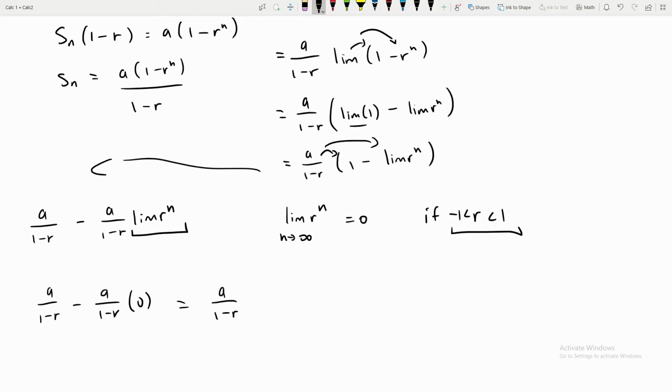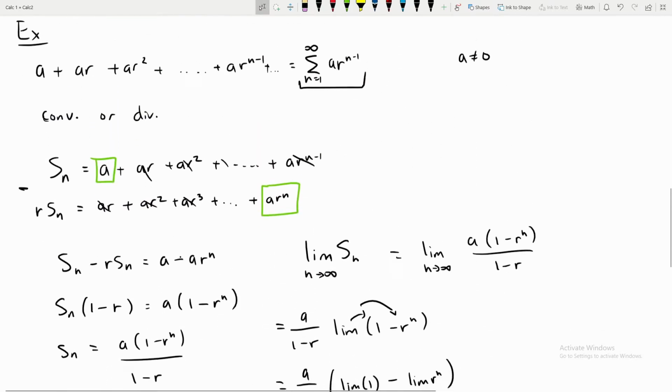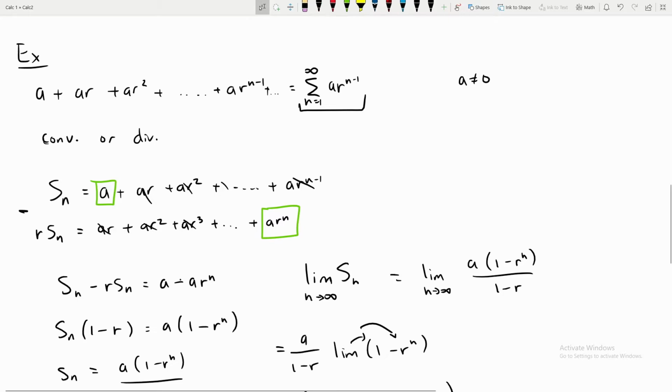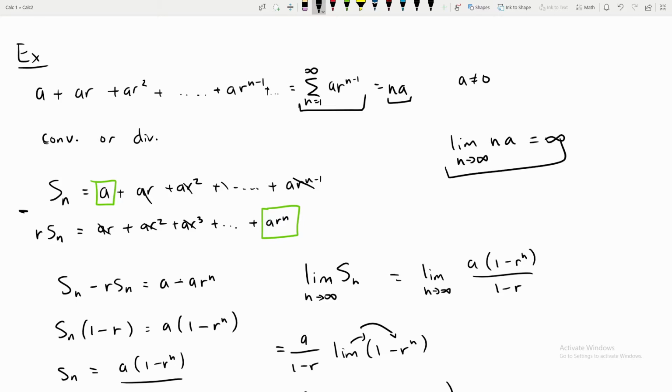Now, we actually don't need to test all the other cases of r, because the only other case where this limit existed was r equal to 1. However, we can quickly see that the series with r equal to 1 just won't converge, because this will be equal to 1, this will be equal to 1, this will be equal to 1, and we're basically just going to get that this series is equal to n times a. And the limit as n approaches infinity of n times a is going to equal infinity, so this is going to diverge.